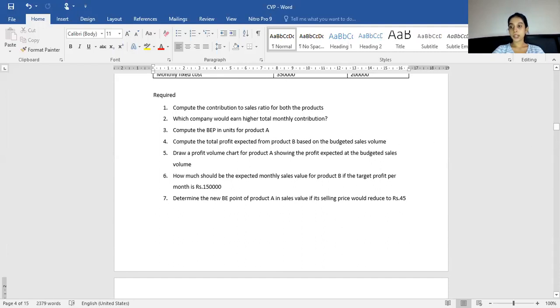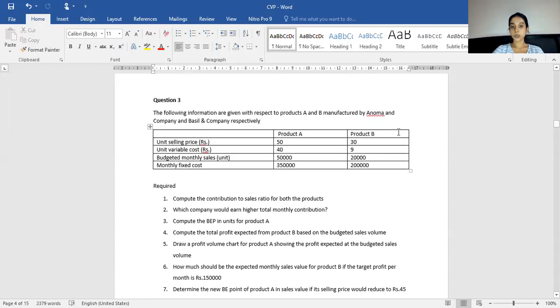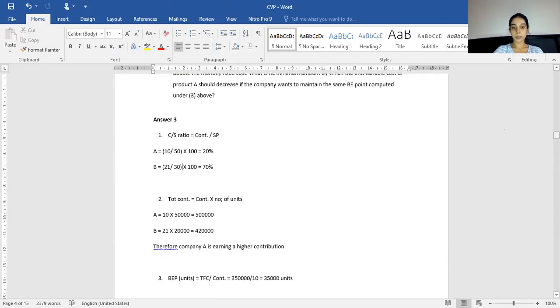So we have to calculate the total monthly contribution. How do we calculate it? It is the unit contribution into the expected number of units to be sold during the month. The budgeted monthly sales are 50,000 and 20,000 for product A and B respectively, and we have to show that separately.